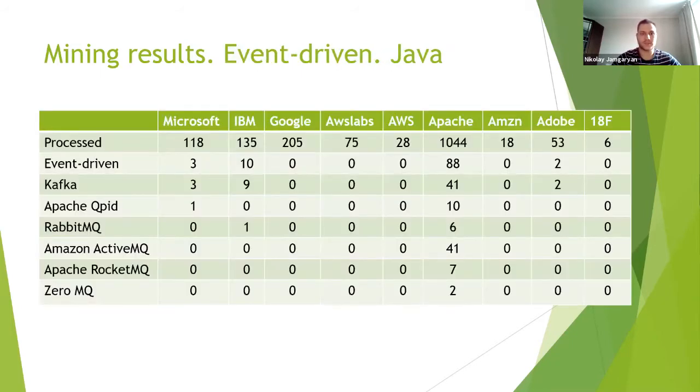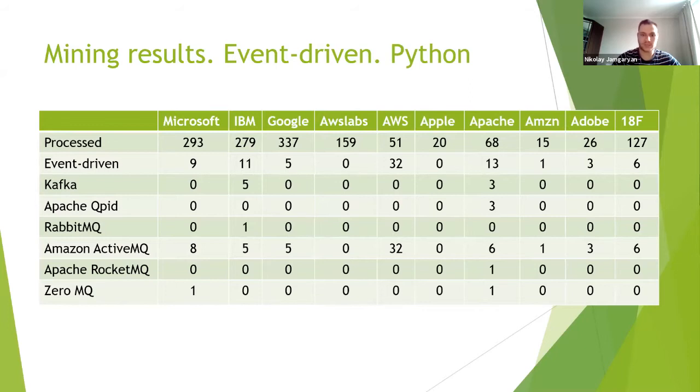Here you can see the results of the event-driven style in Java repositories. We identified the usage of this style by applying 7 frameworks. You can see that event-driven is mostly applied by Apache, and the most frequent frameworks being used with this style are Kafka and Amazon ActiveMQ. In Python repositories, we can see almost the same picture. Event-driven is still applied by AWS and Apache, and the most prevalent frameworks are ActiveMQ and Kafka, as in the previous language.